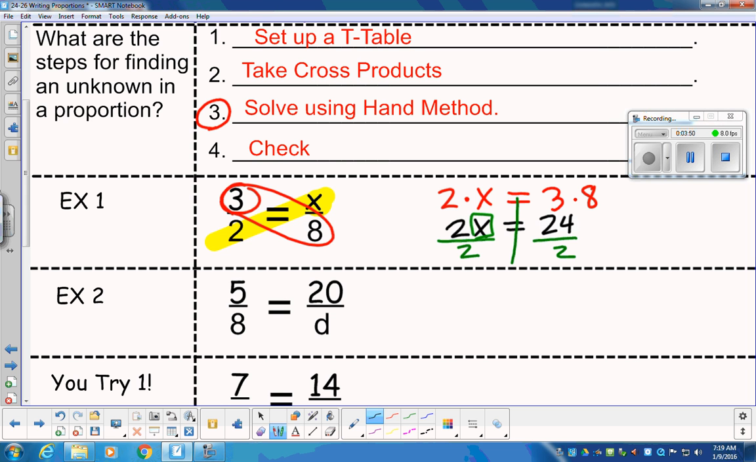We end up with a value of 1. 2 divided by 2 gives us that value of 1, so we have 1x equals 12. And at this point, since we have x all alone, we're going to go ahead and just turn that 1 into a box. Answer is x equals 12.